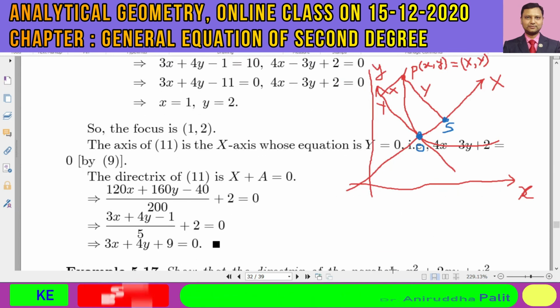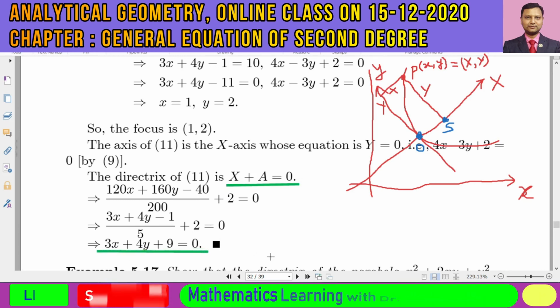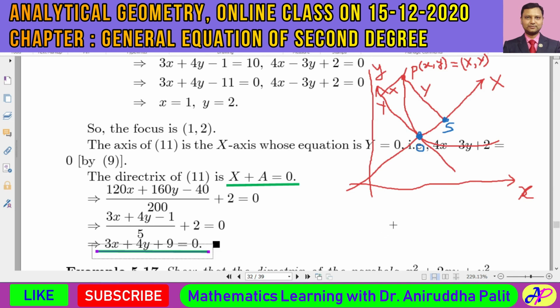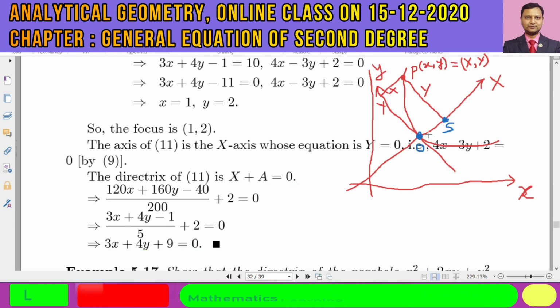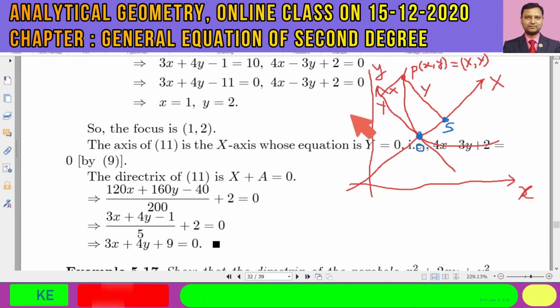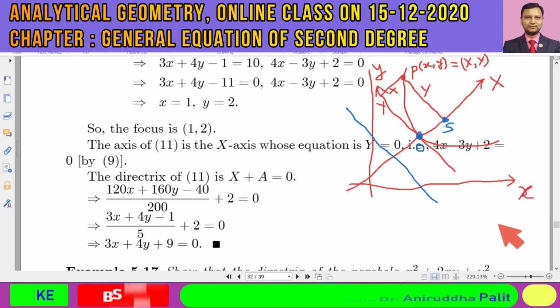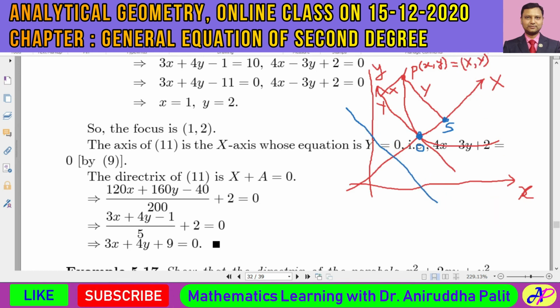And again, as I discussed in the previous example, the equation of the directrix would be capital X is equal to minus a, or capital X plus a is equal to 0. So just put the expressions of capital X and a, and you will ultimately be able to compute the equation of the directrix. Got it? What would be the position of the directrix? Over here you see the position of the directrix would be this straight line.